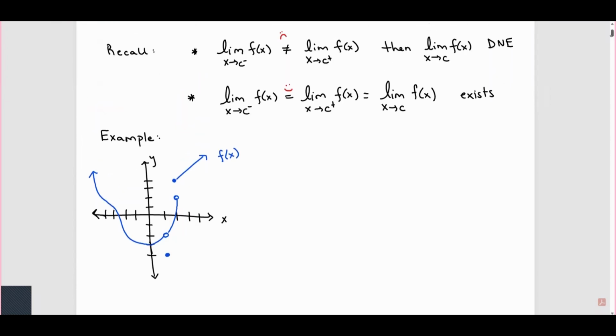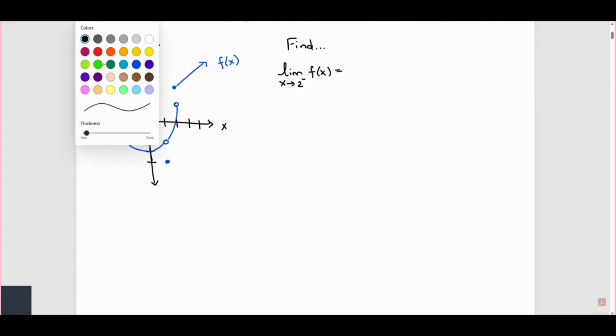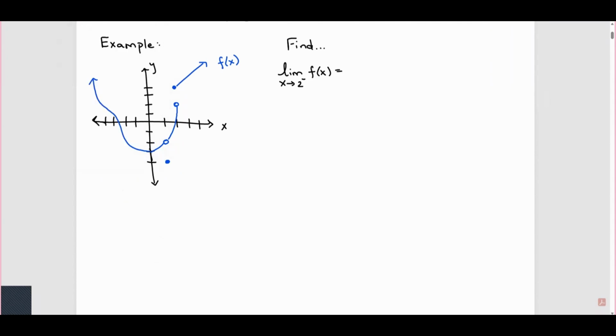And don't forget the stuff we talked about at the beginning, where if the left and right-sided limits are different, then the limit doesn't exist. If the left and right-sided limits are the same, then the limit does exist. So let's go ahead and find the limit as x approaches 2 from the left for this function f of x. For this first example, I want to make it clear what we are asking ourselves when we see this. So here's our question we're going to ask ourselves.